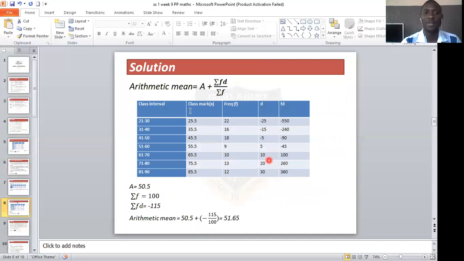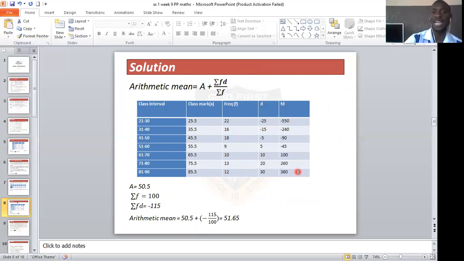And you know the formula says A, which is the assumed mean, we've gotten that, plus the summation of the product of frequency and the deviation. So you have to find the product of the frequency and deviation. That is 22 times minus 25, which gives the product of the first interval. 16 times minus 15 will give you this for the second interval, down to the last one, which is 12 times 30, which will give you 360 for the last interval.